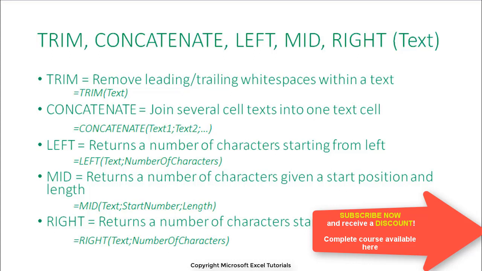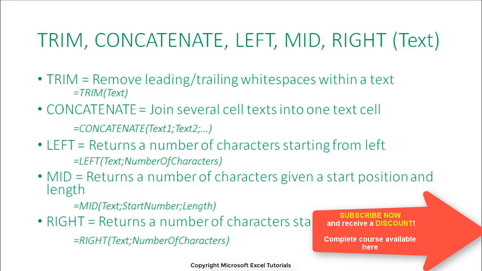When you're importing or copy-pasting external data from a website or another source into Excel, you might want to reshape the format of this data. Excel offers some functions to manipulate text data. For example, the trim function removes some of the leading or trailing white spaces within a text. Concatenate, on the other hand, joins several texts into one cell, and the left, mid, or right function return a number of characters of a given cell.